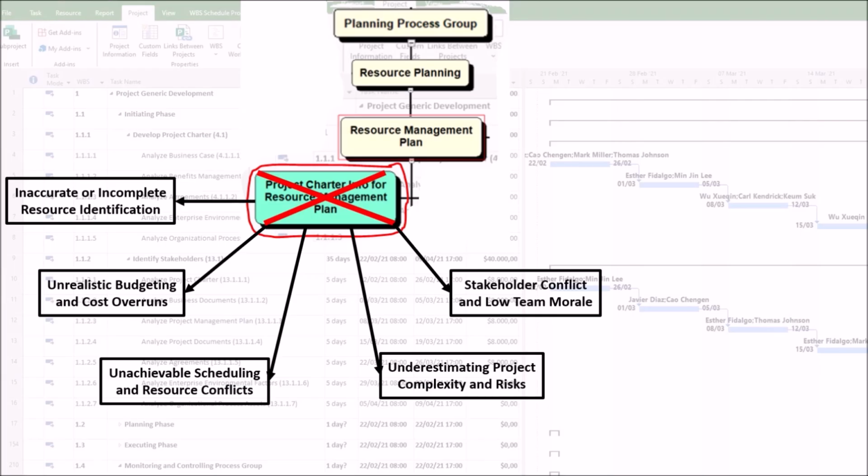5. Stakeholder conflict and low team morale. The harm is that, because the key stakeholder list in the charter identifies who has a vested interest in the project's resources, a poor analysis fails to identify these stakeholders and their influence. For example, a powerful functional manager, which is a key stakeholder, is not consulted during resource planning. The project manager directly assigns their top-performing employee to the project full-time without negotiation.